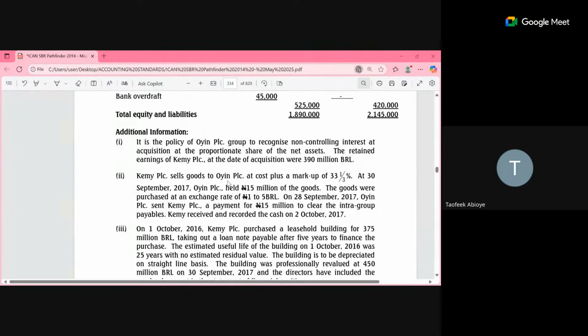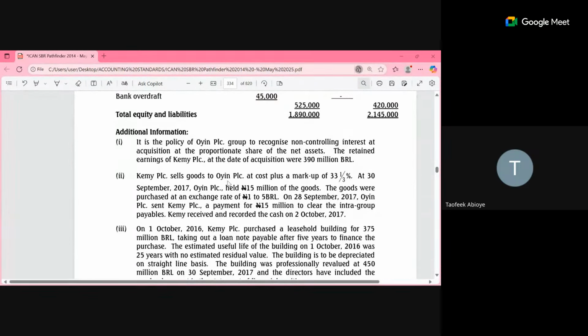Now they give us retained earnings of Kenny PLC as at DOA is 390 million BRL. That is the retained earnings as at DOA. Now that is number one. Number two, they said Kemi sells goods to Oyin at a cost plus. That means a markup of 33.1%. That means 1/3. At September 2017, Oyin held 15 million of these goods.